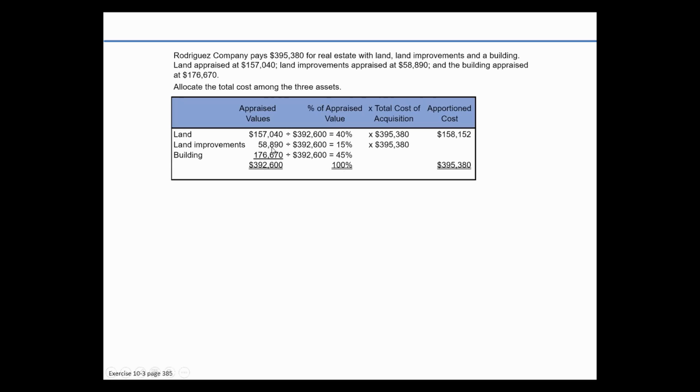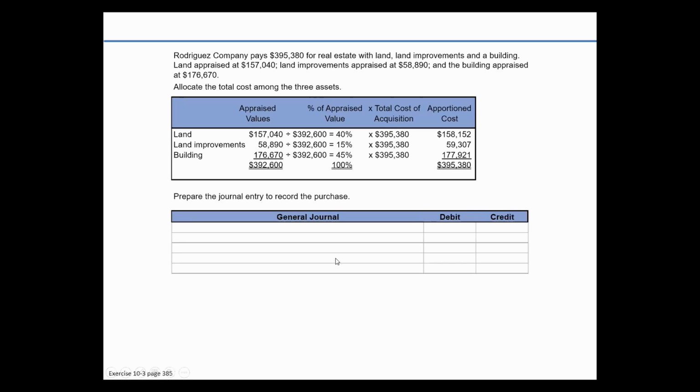The land improvements, $59,307, and the building for $177,921. So for $395,380. So again, you see here that this is how much they paid, $395,380. That's what they paid, but then everything else here is what it actually is worth. So they obviously paid a little bit more than what it was worth.